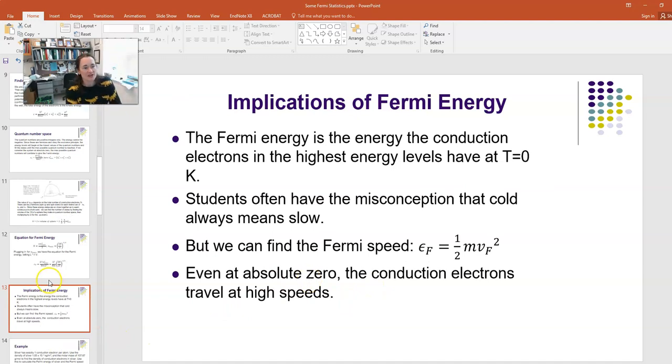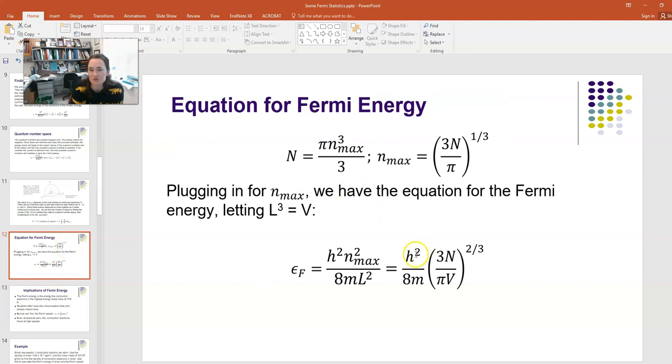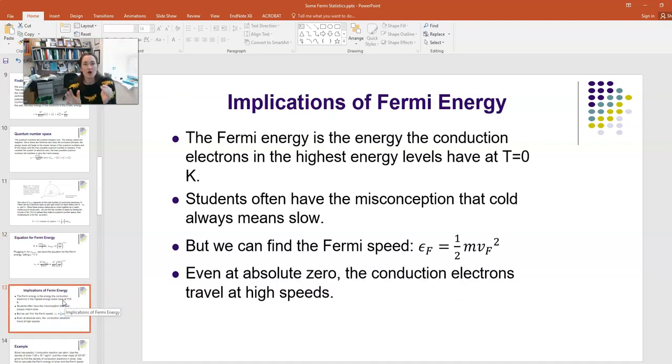All right, so that was our equation for the Fermi energy. The Fermi energy was h squared over 8m times (3N over pi V) to the 2/3 power. You can see there that it's mostly dependent upon N over V, which is the number of conduction electrons per unit volume. And that's going to vary from material to material. So this is a material property, okay? So what is this Fermi energy? It's the energy that conduction electrons in the highest energy levels have at 0 Kelvin.